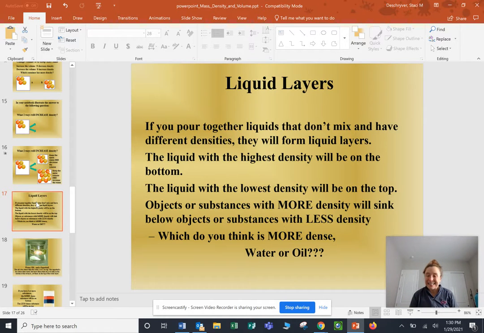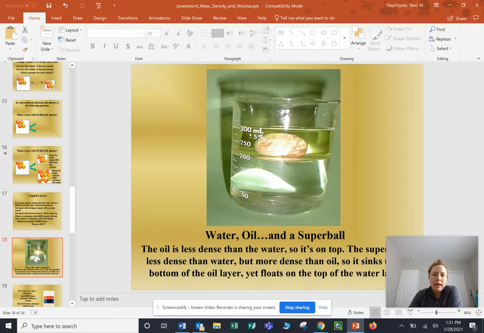So the liquid with the highest density is going to be on the bottom, and the liquid with the lowest density is going to be on the top. Okay, so objects or substances with more density will sink below objects or substances with less density. So if you're thinking about your Italian dressing, which is more dense, water or oil? I want you to make a prediction. And if you said oil is actually less dense than water, you were right. So when your salad dressing is all settled out, it's the oil that's at the top, not the water, which is why you want to mix it up, because otherwise you're just getting oil all over your salad. You can also float other materials in between.